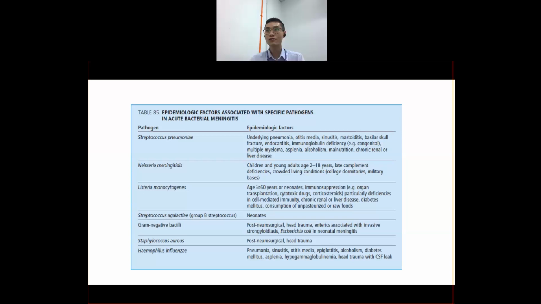Okay, so for your level, you need to know the common pathogens that are associated with bacterial meningitis. This will come out in the exam. On the slide, I've shown you a few of the common organisms that we usually face in clinical practice. The most common ones are still Streptococcus pneumoniae and also Neisseria meningitidis in our clinical practice.